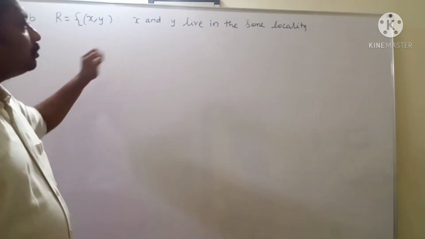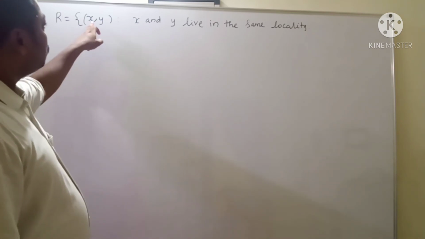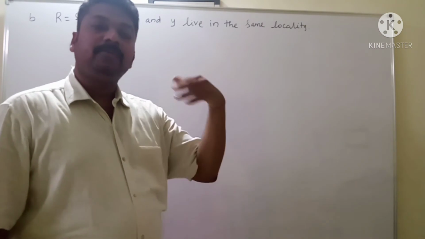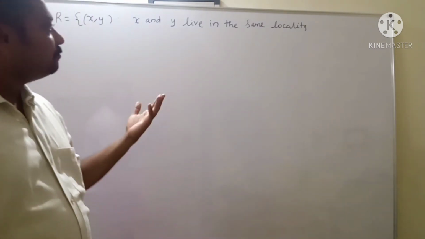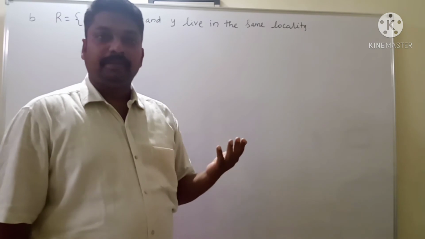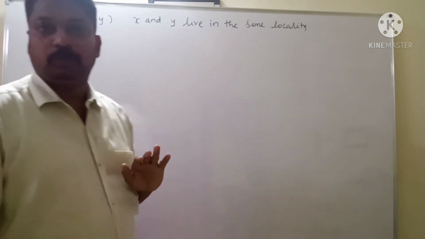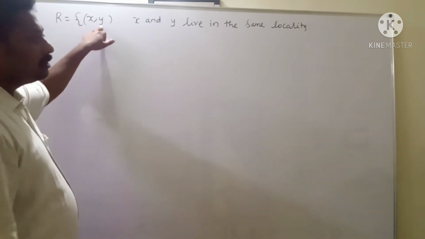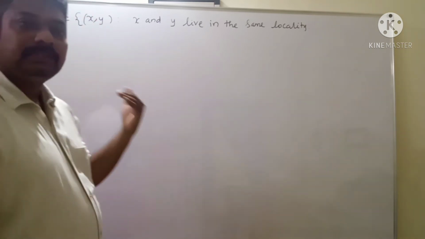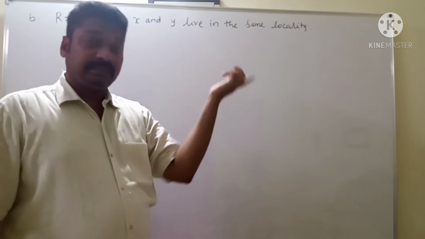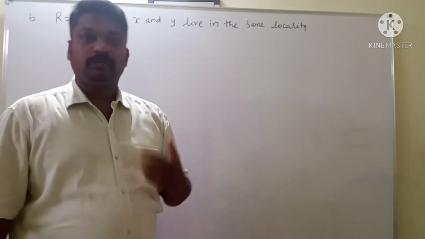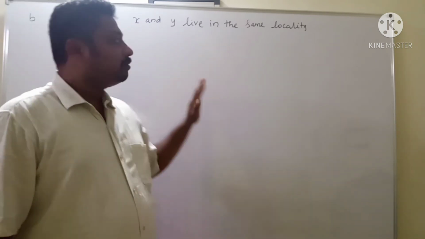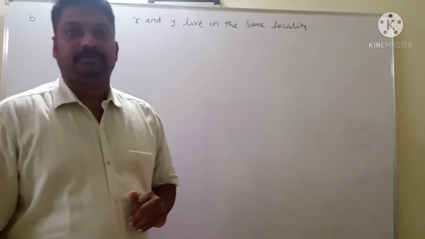Coming to symmetry: if x and y both live in the same locality, and you write y comma x, y and x live in the same locality. So the meaning is the same. So this is symmetric too. Then if x and y live in the same locality, and y and z live in the same locality, then x and z live in the same locality. The condition is satisfied, so this is transitive too. So the given relation is an equivalence relation.